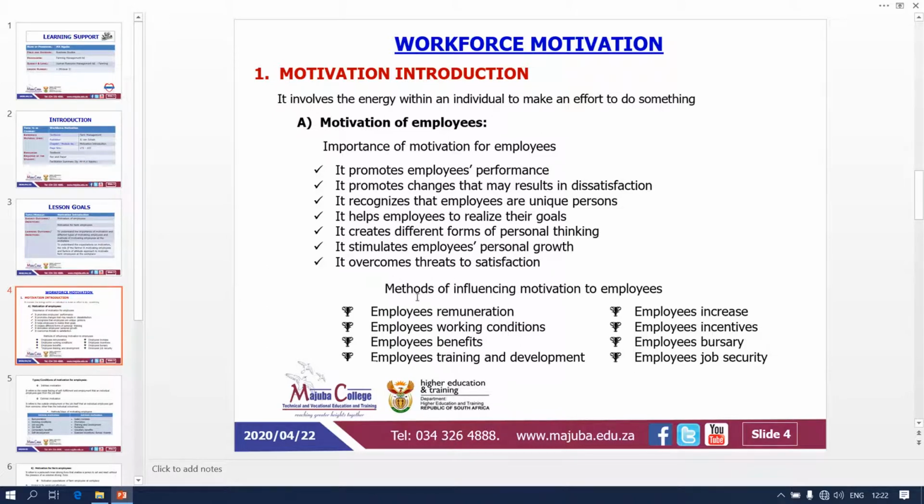Let's also look at the methods of influencing motivation in employees: employees' remuneration, working conditions, benefits, training and development, salary increase, incentives, bursary, and job security. This includes the motivation inside an employee and the motivation that is coming from outside the employee. These are all in one group. Let's move forward.